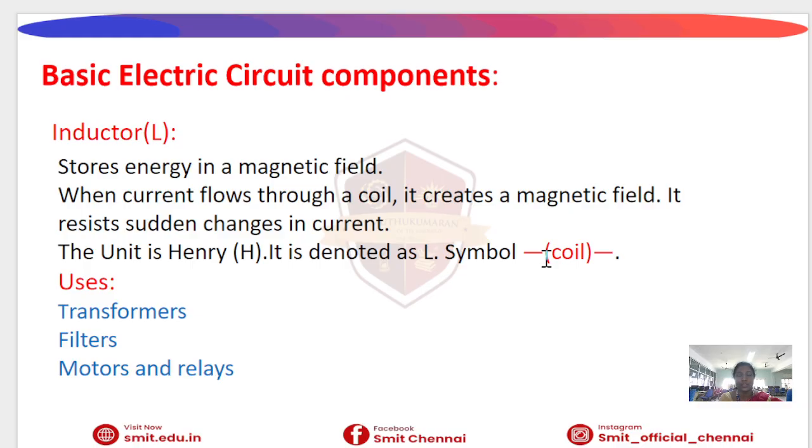So where do we see the coil in real life? We see the coil in motors and transformers. In those, you have to see the coil which is wound on the motor or transformer. The coil is also wound in the fan and the capacitor. Then the comparison: what does the resistor do? It opposes the current. What does the inductor do? It opposes the change in current. Okay.